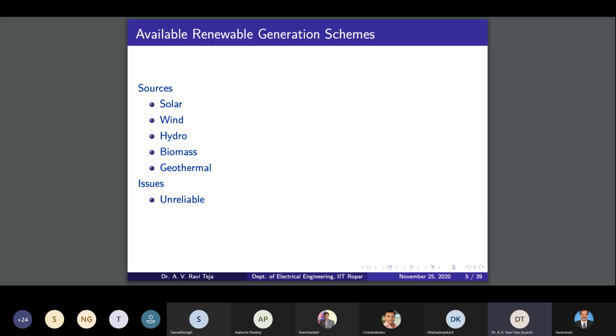Another issue is the higher initial cost per unit generation. If you see the cost per unit generation, it is high compared to non-renewable sources. Of course, with more and more installations coming up, this cost is drastically coming down. But these two are the issues with renewable power generation schemes which need to be taken care of so that we can generate more power from renewable sources.